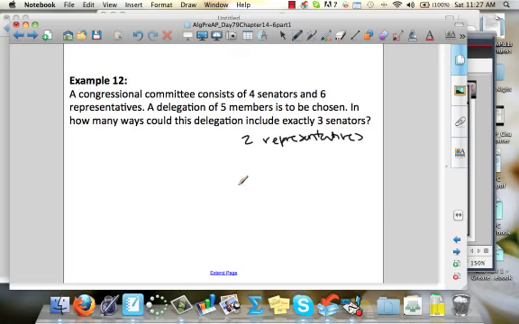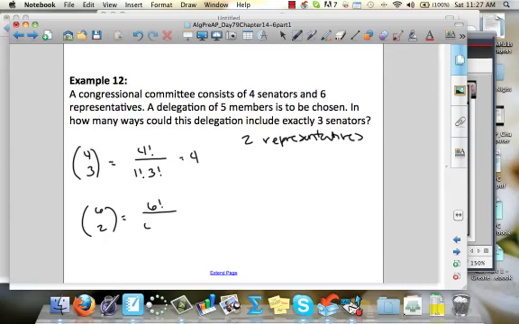Well, in order to choose 3 senators out of the 4, that would be 4 choose 3, and that would be 4 factorial over 1 factorial 3 factorial, which is just 4. And in order to choose 2 representatives out of the 6 of them, that would be 6 choose 2, and that would be 6 factorial over 4 factorial 2 factorial, which is 6 times 5 over 2, which is 15.